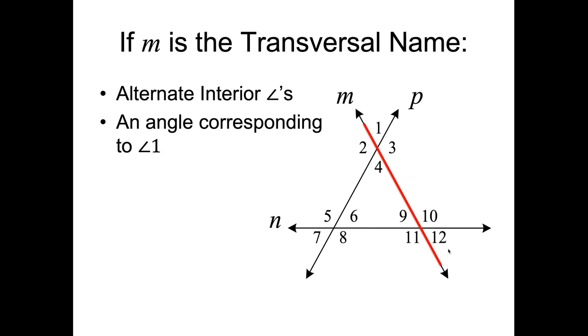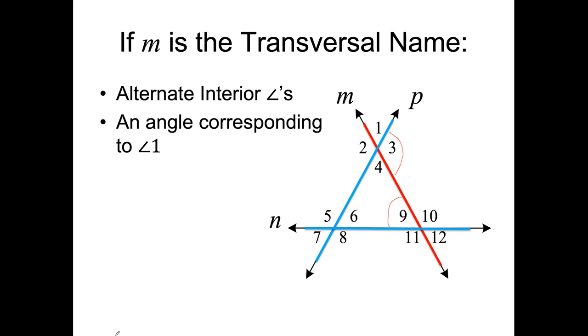Okay, so let's take a look at this. Remember, M is the transversal, so I'm just going to highlight that there, which means that line P and line N are the other ones that I'm looking at. So if I'm looking for alternate interior angles, then I can see that I've got 3 and 9, because those are inside these blue lines and on opposite sides of the red one, right? The red is the transversal, and these are the other two lines.